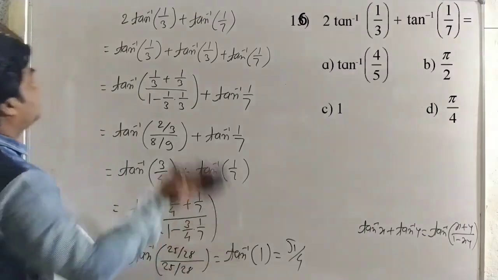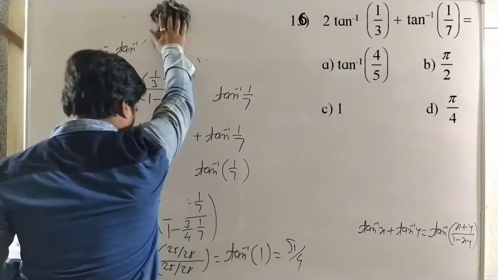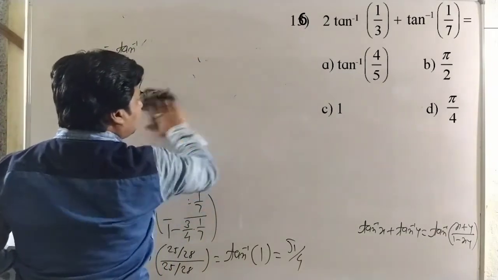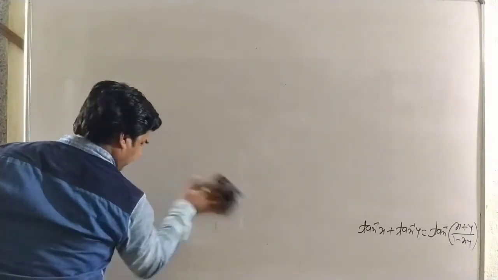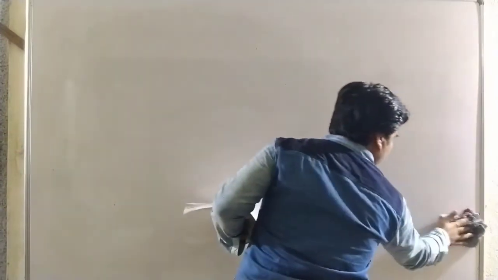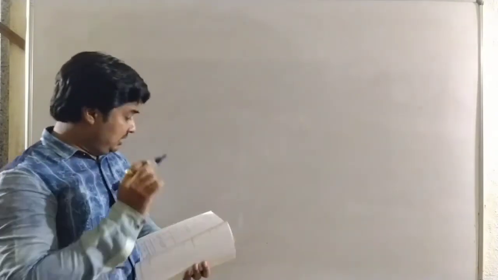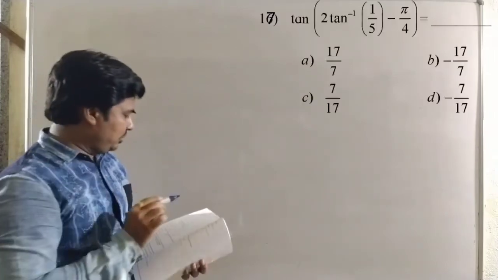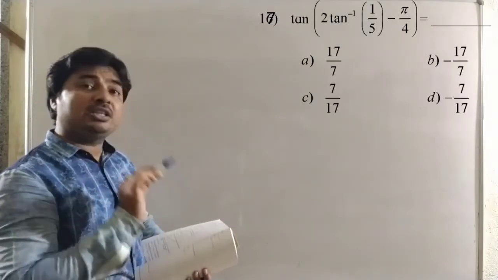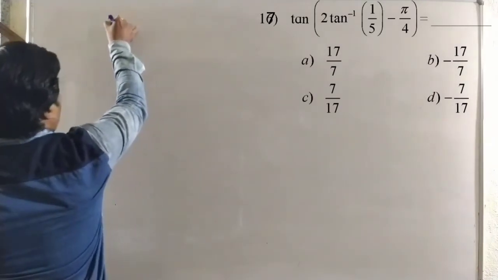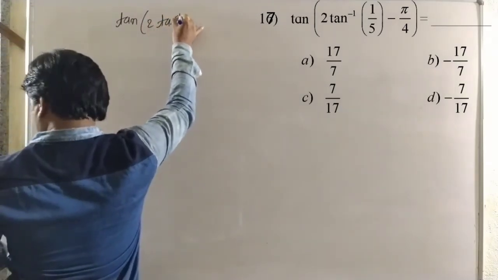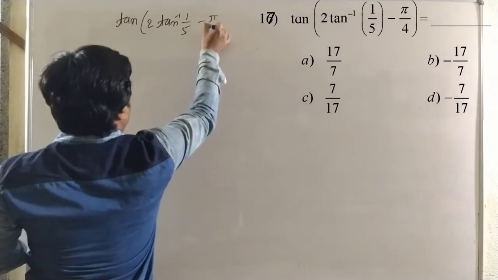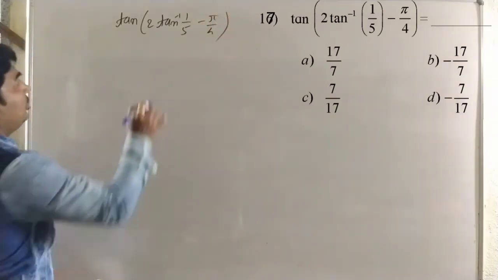Okay. Now the next. Again a similar example: find the value of, see carefully, tan of (2 tan inverse of 1 by 5 minus pi by 4). Here first we find the value of this term.